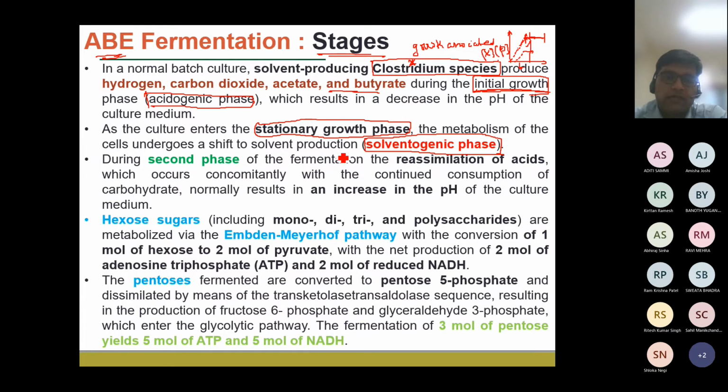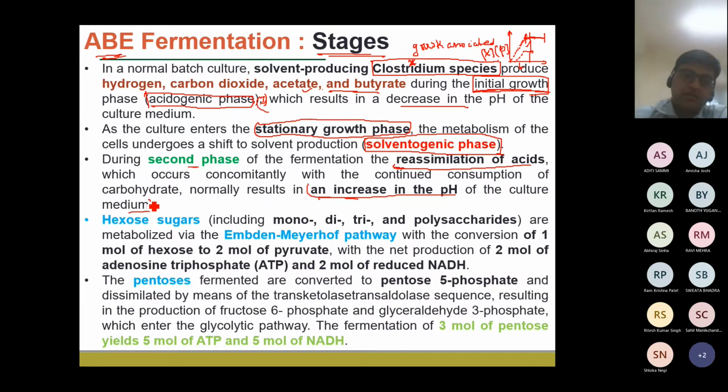When these solvents are being produced, a reassimilation of the acids, which were produced in the first phase, actually takes place. That leads to an increase in the pH. Earlier there was a decrease in the pH because of the production of the acidic components, acetate and butyrate. However, because the reassimilation of the acids takes place during the second phase, it will lead to an increase in the pH of the culture medium.